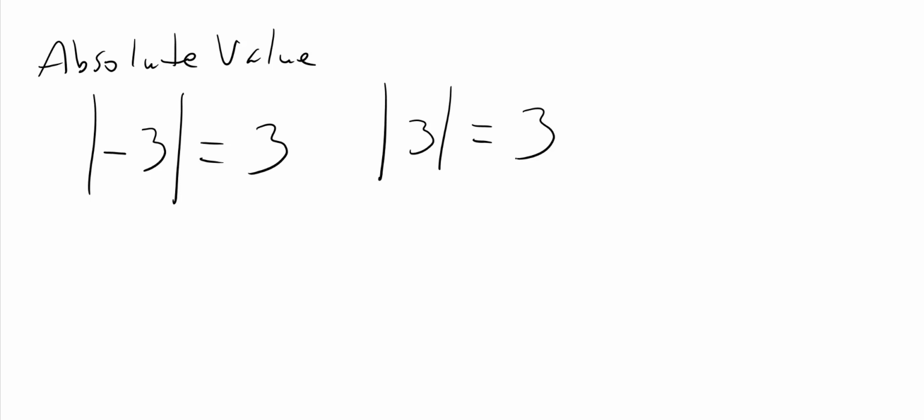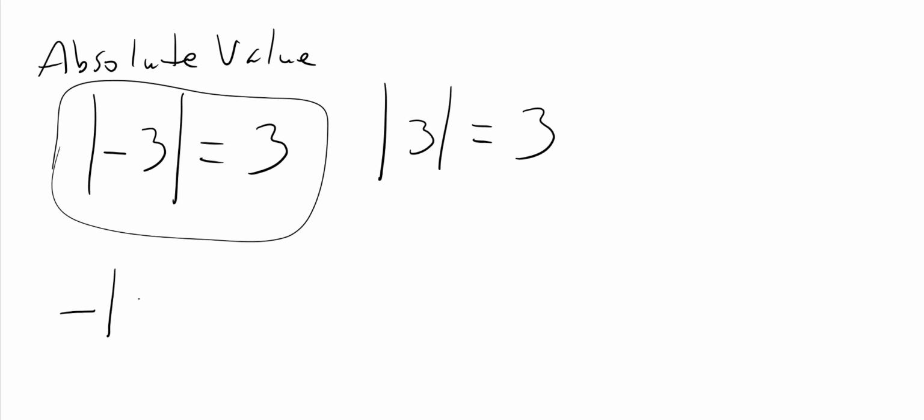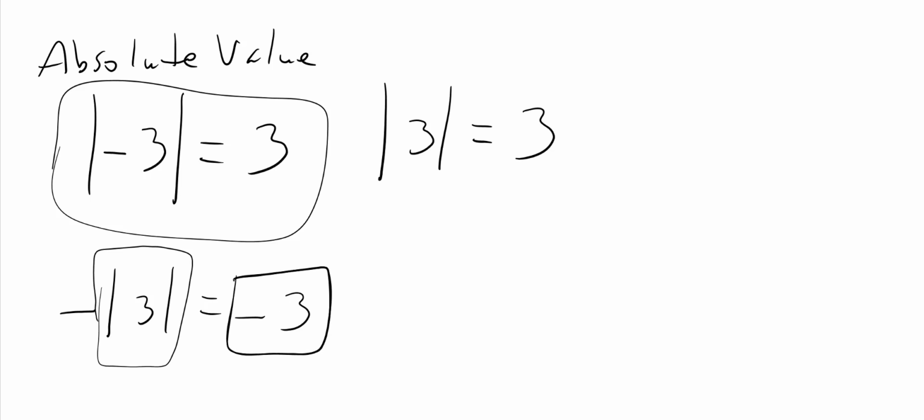So if I did, instead of this guy right here, I just switched around a little bit. What if I did negative of absolute value of 3? Well, that negative is not inside the absolute value. So what's the absolute value of 3? It's 3, and then you put a negative in front of it. So that's the answer for that one.